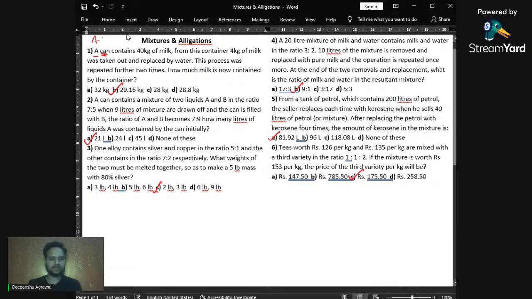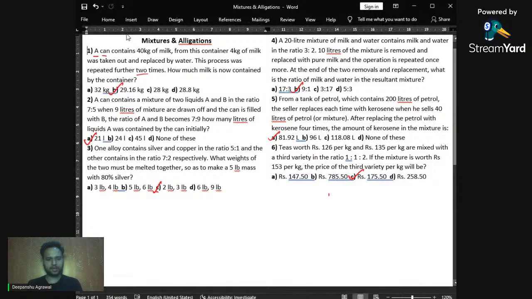A can means a container. So a can contains 40 kg of milk. From this container, 4 kg of milk was taken out and replaced by water. This process was repeated further 2 times. So in total, they have repeated this process 3 times.